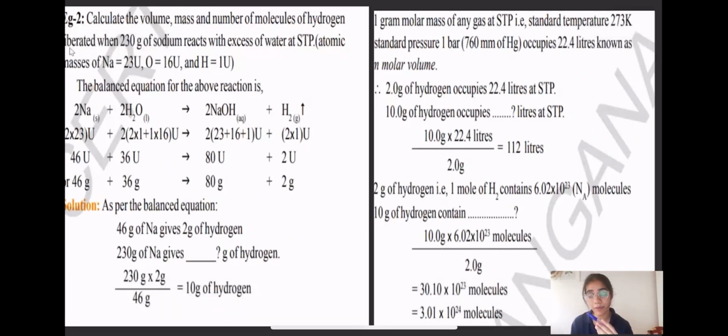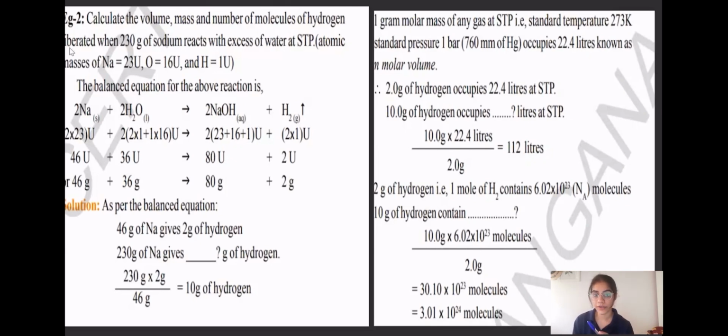We have to find for 10 grams. We use unitary method. We will first find the number of molecules for 1 gram, and after we have for 1 gram, we just multiply it by 10. Basic unitary method will help you calculate most of these masses, volume, number of molecules easily. We will discuss some more examples when we come to exercises for this chapter.